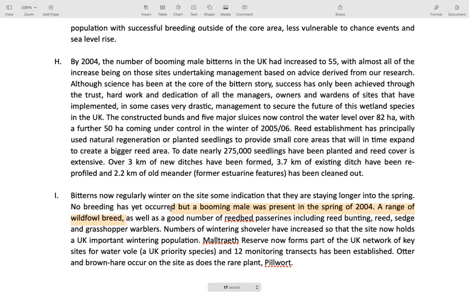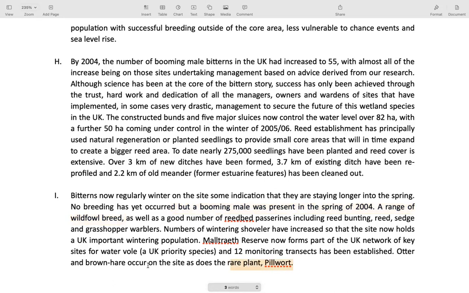Be slow, you'll find it. It'll not be that tough. You don't have to imagine that this is an animal or a plant. It'll be given. Sir, I think in the last one, otter and brown hare occurs on the side. Does the rare plant? As in the forward. Rare plant will be the rare vegetation.